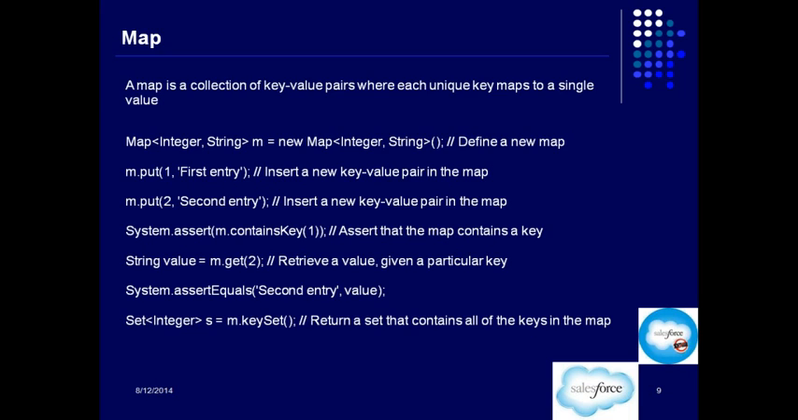For collections, we have seen three things: list, set, and map. All right, so now let's talk about a class. Once we have learned how to define the variable, the next thing that we will understand is a class. So what is a class? A class is a template or blueprint from which objects are created.